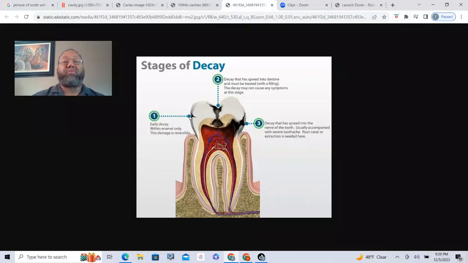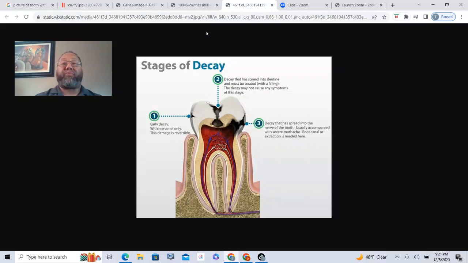All right. So if you have decay into the enamel, not real major. Drill it out, put a filling in. If you have decay into the dentin, sometimes that dentin cavity can make the tooth sensitive, and can possibly even hurt. Now, the third type of decay, as you see here, is into the nerve or the pulp. That's when the tooth is infected and now needs what they call a root canal.